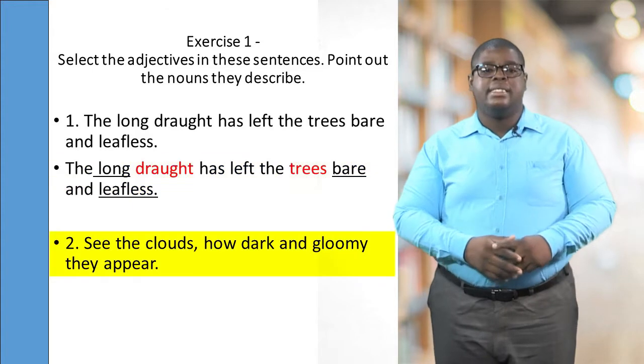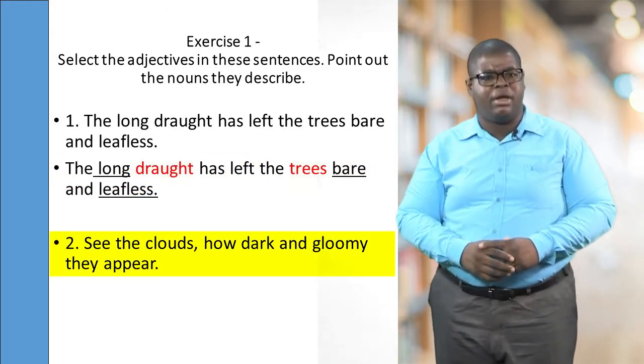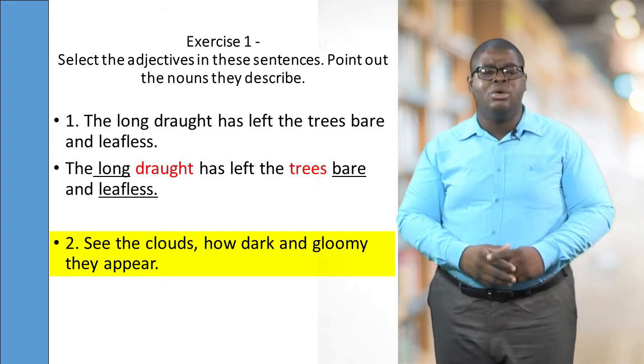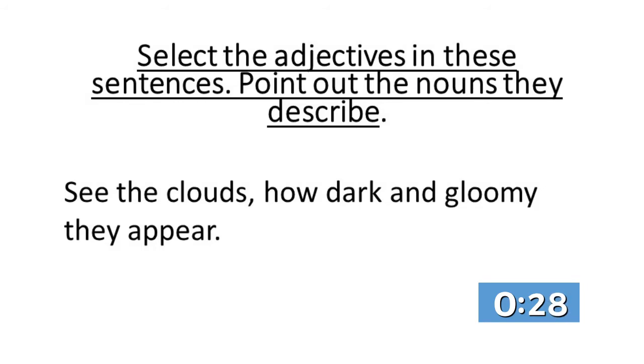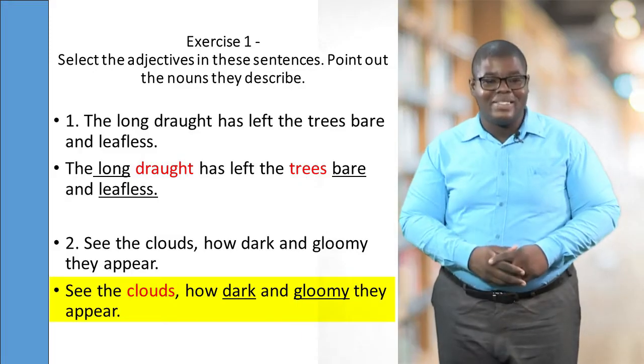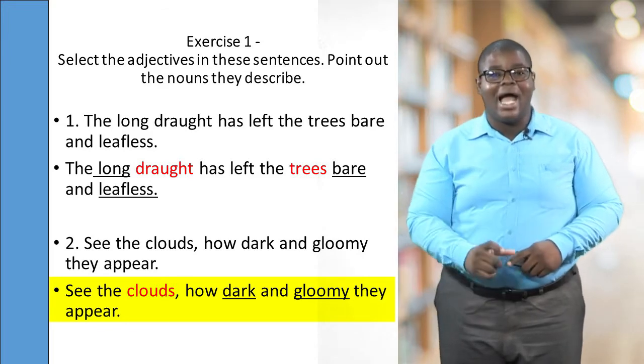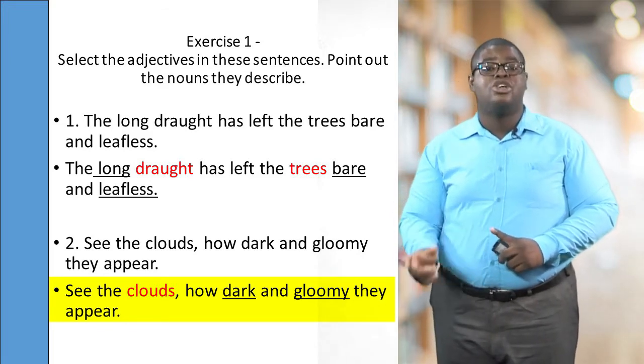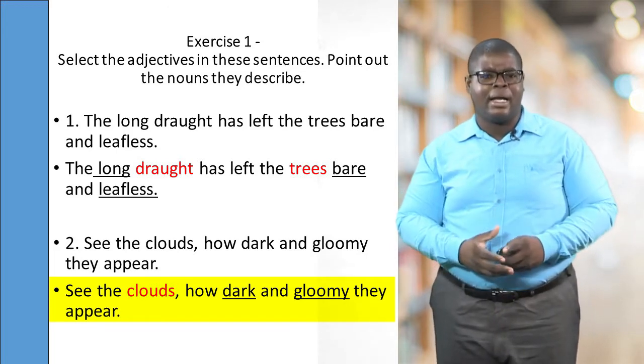Let's go, number 2. See the clouds, how dark and gloomy they appear. So what do we have? Dark and gloomy, and it's modifying the noun clouds. It's telling us about the clouds. What about them? They're dark and gloomy.